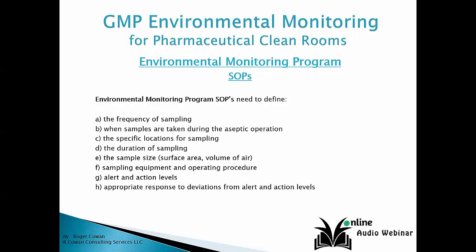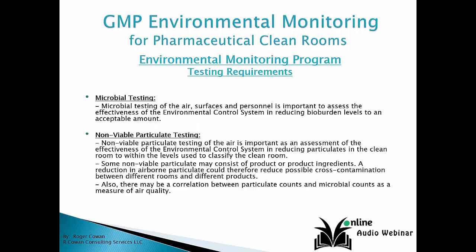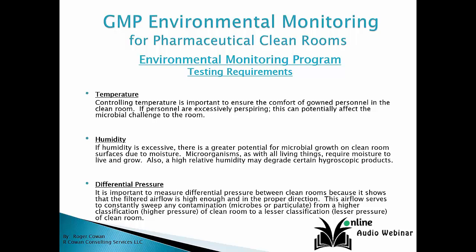When you set up an environmental monitoring program, make sure that your SOPs are very comprehensive. I've got a quick list here of what needs to be included in those SOPs. Now, how about the testing requirements for the GMP? First off, microbial testing. The other major testing that you'll be performing is non-viable particulate testing. Other parameters that are tested as part of the environmental monitoring program are temperature, humidity, and differential pressure.